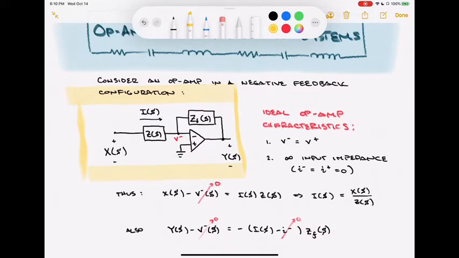A couple of reminders of some ideal op-amp characteristics. An ideal op-amp will maintain equality on the negative and positive terminals. So the inverting and non-inverting input terminals on the op-amp are kept at the same voltage. What that means for us here is that the negative terminal, which I've labeled V minus, is going to be a virtual ground, because it's always maintained at the same voltage as the positive terminal, the non-inverting terminal, which is hardwired to ground.